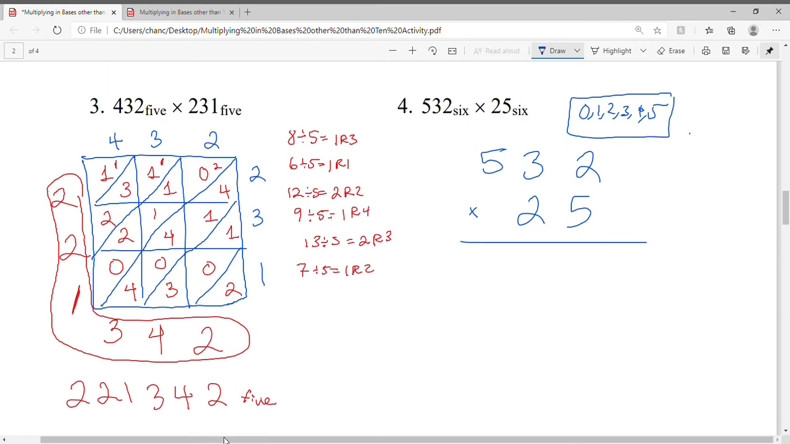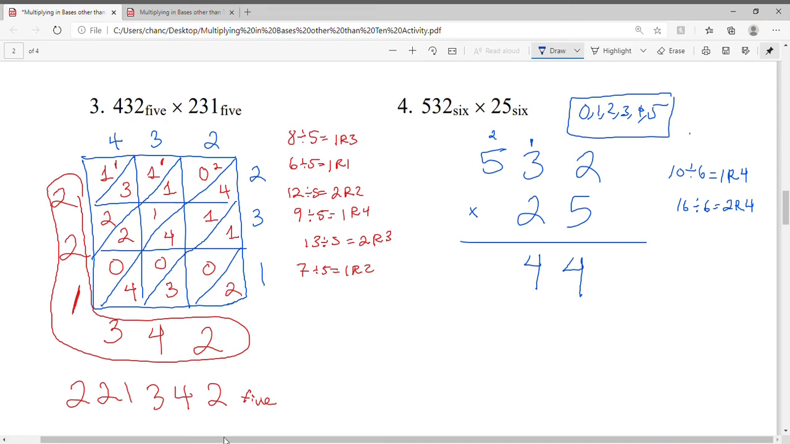2 times 5 is 10. 10 does not exist in base 6. We'll divide it by 6. That's 1, remainder 4. Put a 4 here, then carry that 1 over. 3 times 5 is 15, plus 1 more, that's 16. 16 does not exist in base 6. So we'll divide that by 6. I get 2, remainder 4. So we'll put a 4 here, then carry that 2 over.